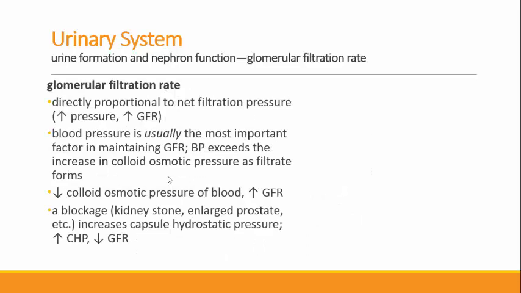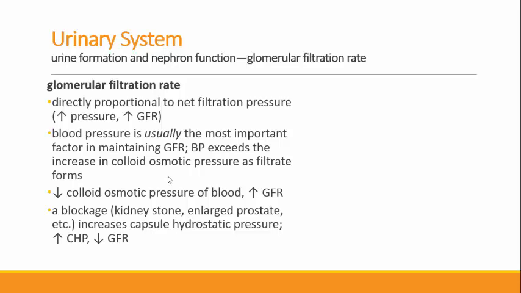So what are the relationships between filtration rate and blood pressure and other characteristics? Well, because the primary power behind filtration is blood pressure, if that pressure increases, then it's going to push more fluid out. And blood pressure is usually the most important factor in maintaining glomerular filtration rate, because blood pressure is generally higher than the colloid osmotic pressure that's working against it to move things out of the blood and into the renal tubules.